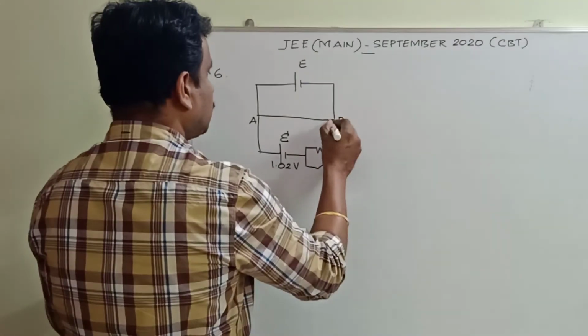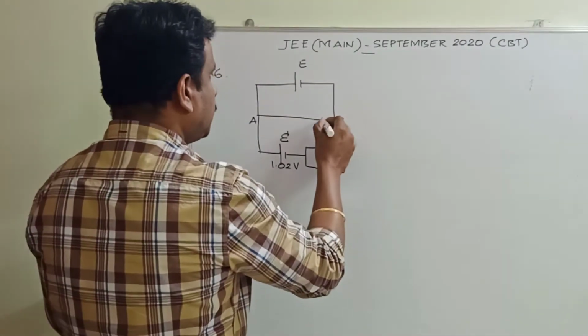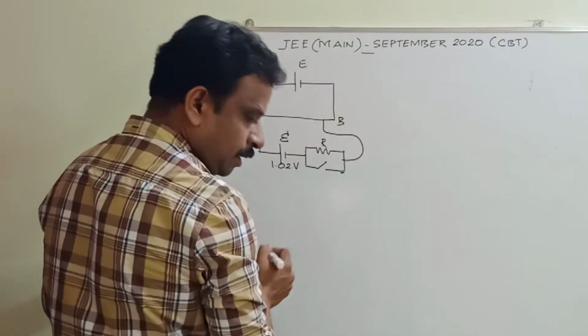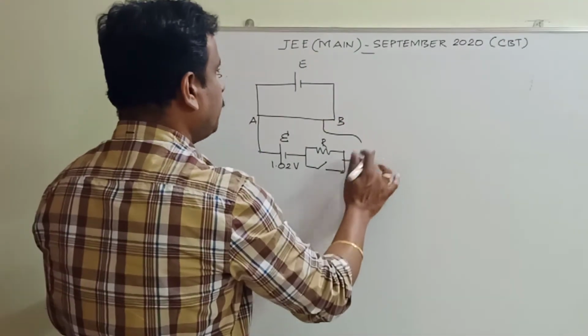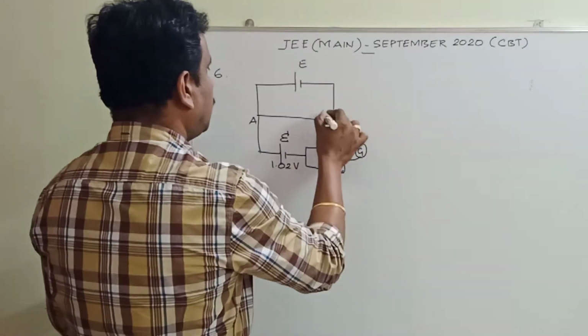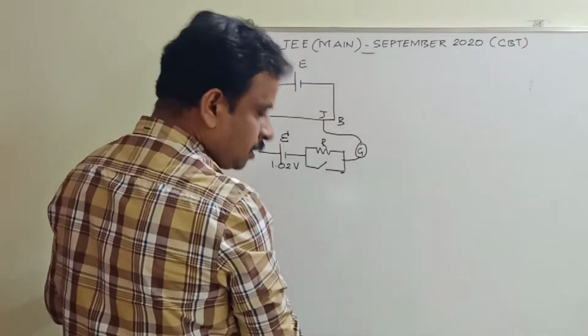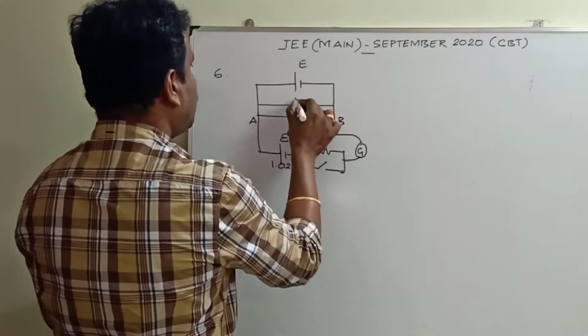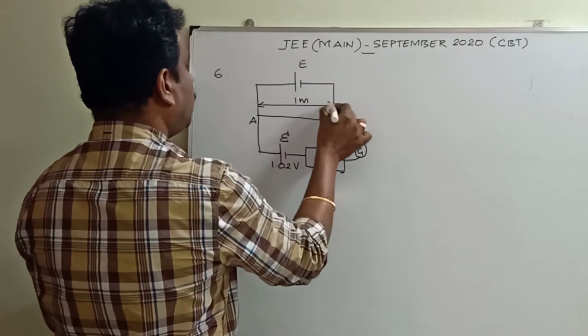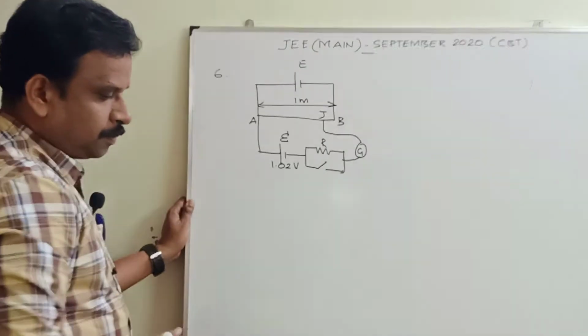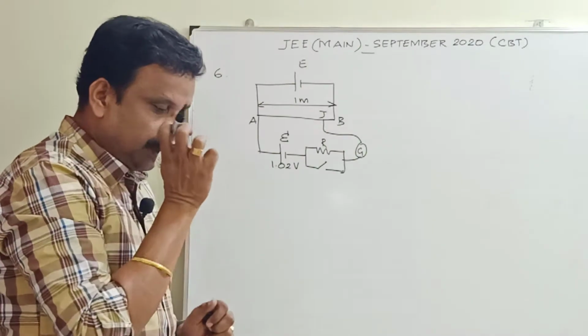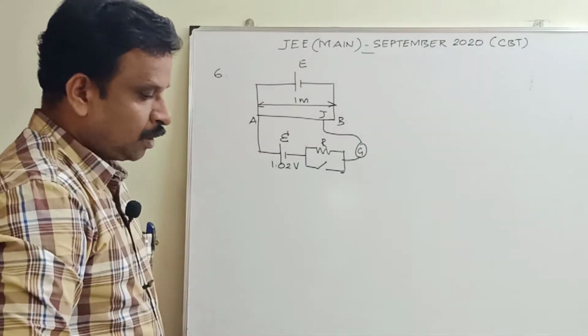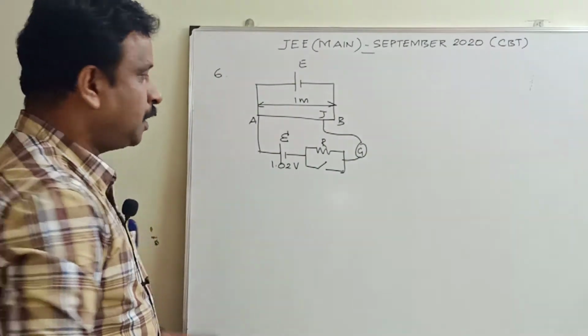So which is connected through a jockey through a galvanometer, and this balancing, the total length is 1 meter, you know very well. This is 1 meter wire. So what the problem says, in the given potentiometer circuit, 1.02 volt is balanced at 51 centimeter.